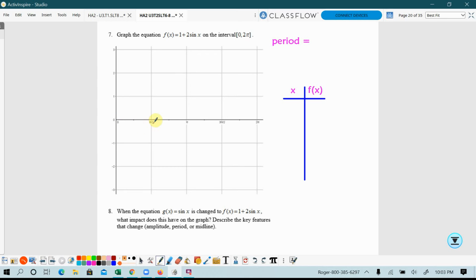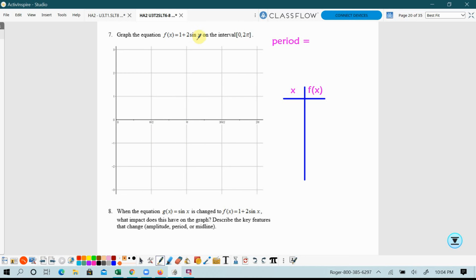They go by pi over 2 increments. I'm acknowledging there is a tick mark in between in the middle. We are going to graph this on the interval of 0 to 2 pi. I always like to acknowledge what the period of my function is, so that I recognize how many cycles I can sketch on one grid.